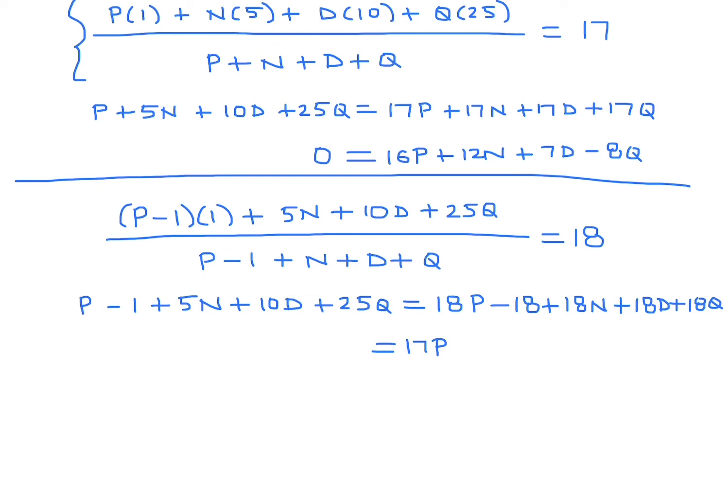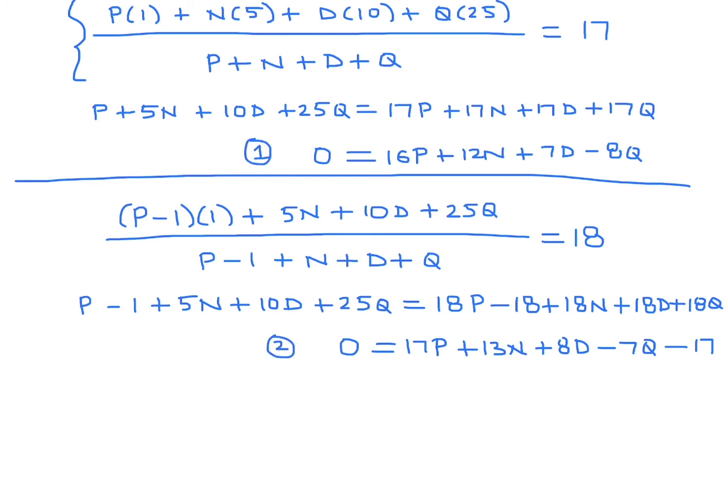17P plus 13N plus 8D minus 7Q. And then, let's see here, minus 18 plus 1, so minus 17 equals 0. All right, I got two equations. I'll call this equation 1. I'll call this equation 2.